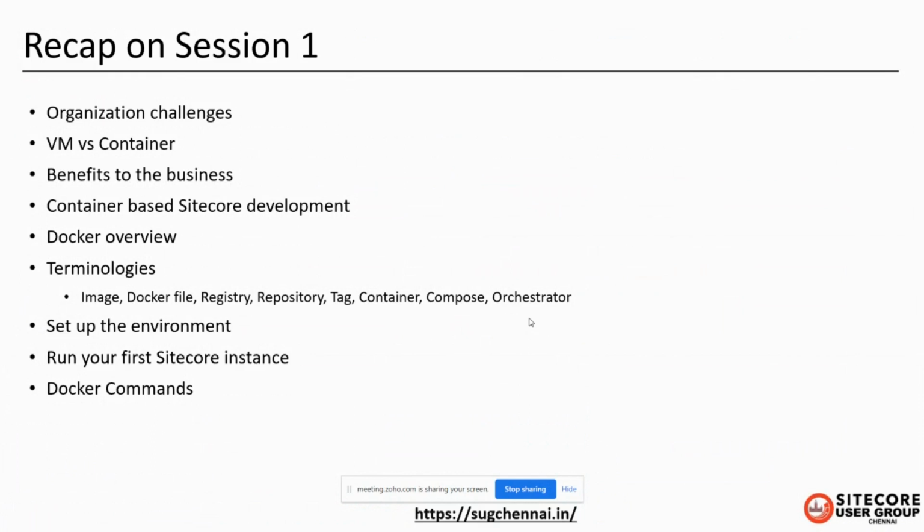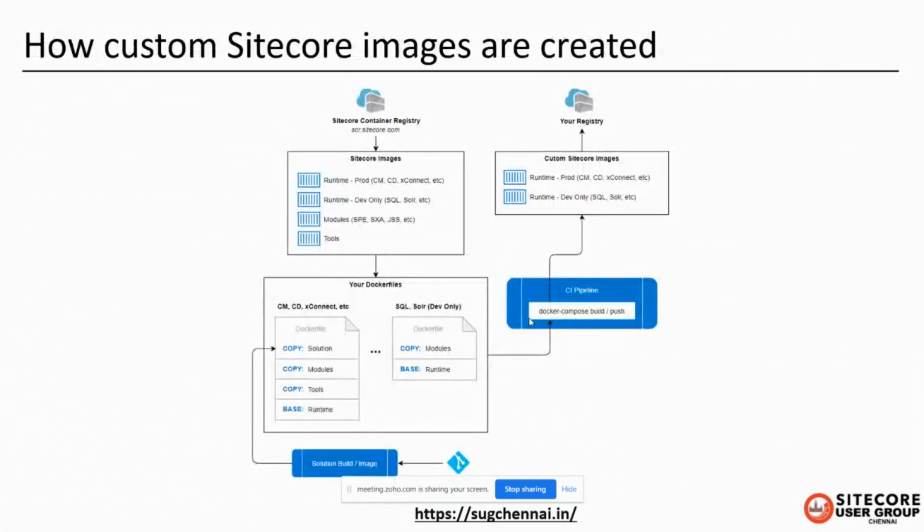So this session will focus more on creating custom Sitecore images. So what is a custom Sitecore image? It is a Sitecore container image with your solution code and modules layered on the base runtime images provided by Sitecore. So all we need to do is create images. If you run the image, then the container will spin up. This diagram shows how custom Sitecore images are created.